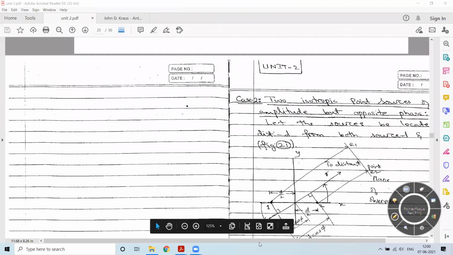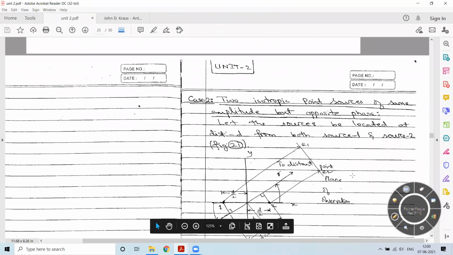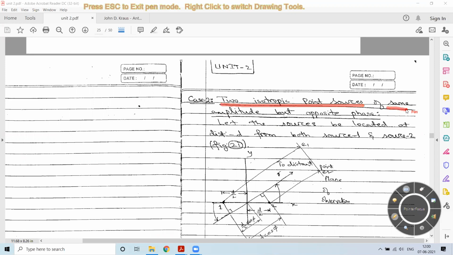So next we have a slightly different condition. Based on this condition, you can again try to see how we can go ahead with the rest of the other cases. In the next case, we have two isotropic point sources which have the same amplitude, but they are opposite in phase with respect to each other. Previously both were in phase, but now one is in total opposite phase.